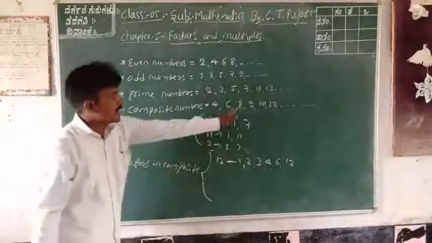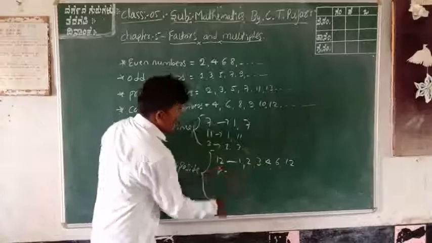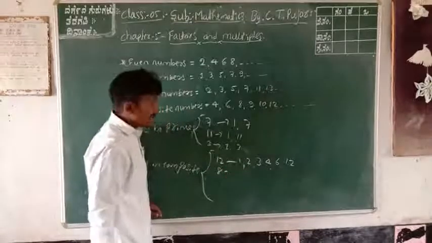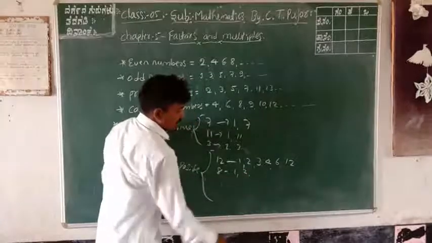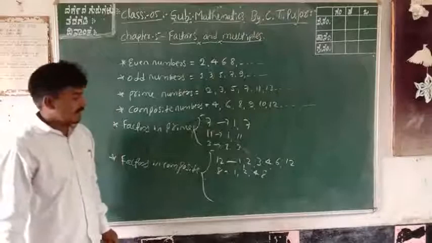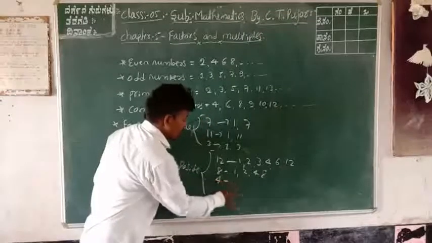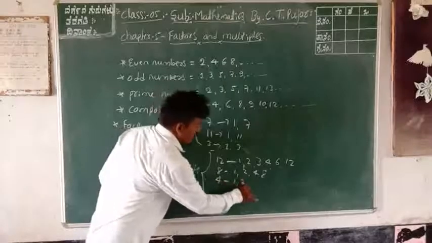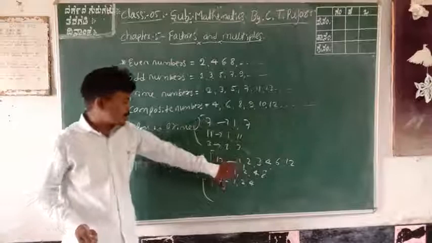What about next, 8? Consider any one. What are the factors of 8? 1 is a factor, 2 is a factor, next 4 is a factor, and 8 is a factor. Only 4 factors are here. Consider 4. 1 is a factor, 2 is a factor, 4 is a factor. Okay, these all are factors of composite numbers.